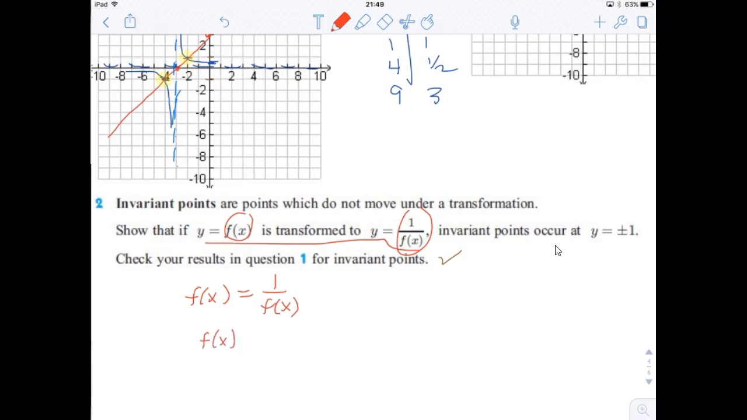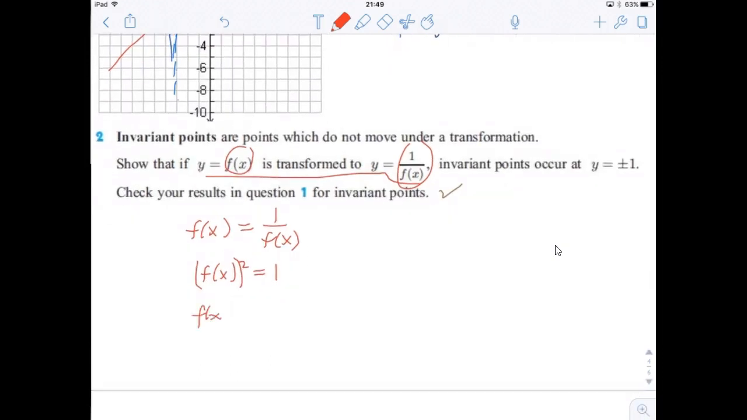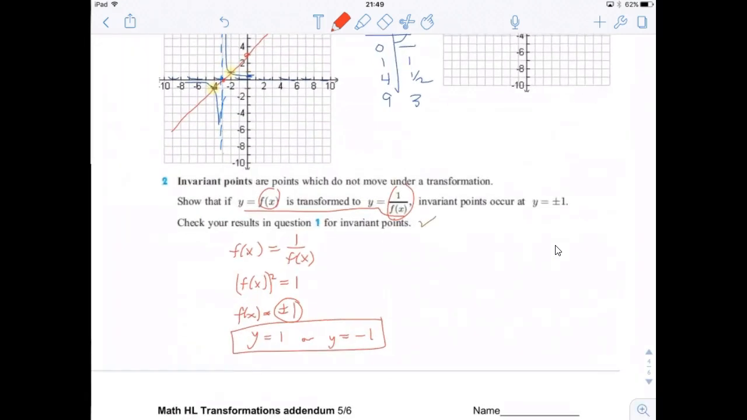We're going to multiply both sides by f of x. We'll get f of x squared equals 1. We can take the square root of both sides. We'll get f of x equals plus or minus 1, because both plus 1 squared and minus 1 squared also become positive 1. And I think we're done. Okay, so when f of x equals plus or minus 1, that's when we get an invariant point, which means that when y is equal to 1 or y equals negative 1, you will have the invariant point. So we've shown what they wanted. Okay?